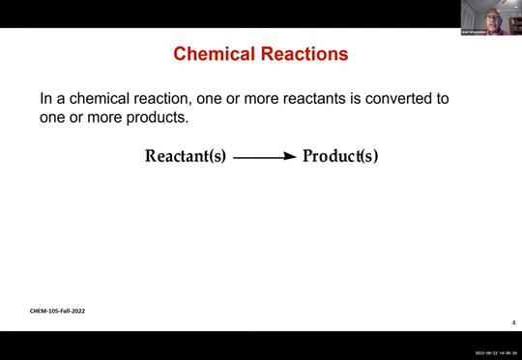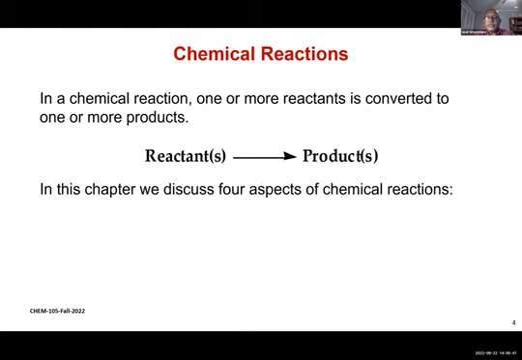So this arrow represents the transformation between reactants and products. Reactants are found on the left side. Products are found on the right side. That's the chemical reaction in words. But you show the chemical reaction with formulas. So we're going to discuss 4 aspects of chemical reaction in this chapter. How to write a balanced chemical equation: how to write formulas, then balance the chemical reaction.